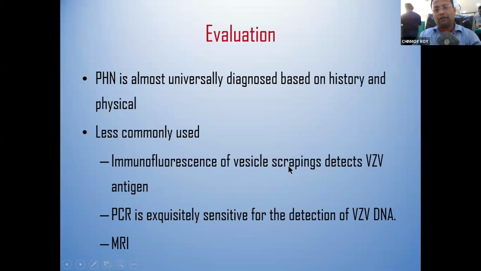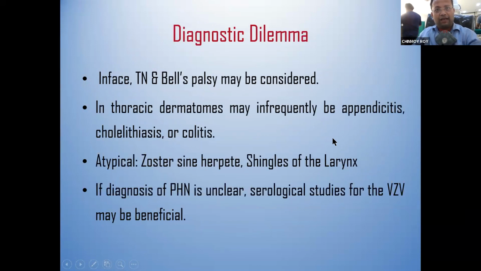Immunofluorescence of the vesicle scraping detects herpes zoster virus antigen, or PCR study, or even MRI study of the nerve roots mainly and ganglion area. That also can give some clue that this is herpes zoster infection. And where we need these studies is if there is a doubt in our diagnosis. So if it is in the face, always remember trigeminal neuralgia and Bell's palsy should be considered.